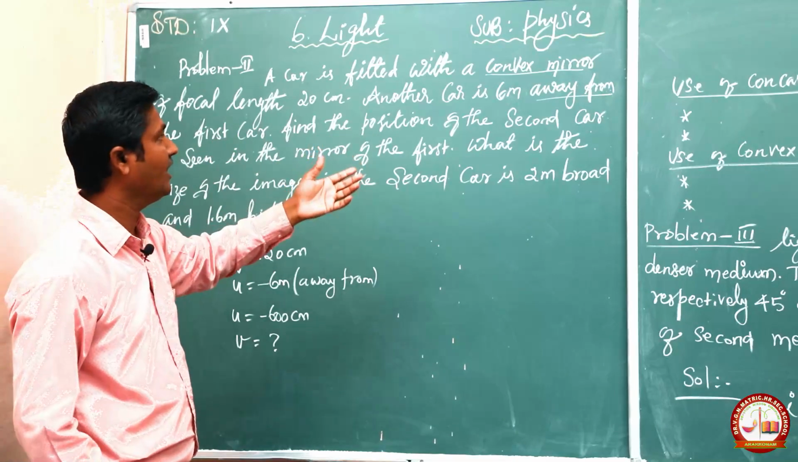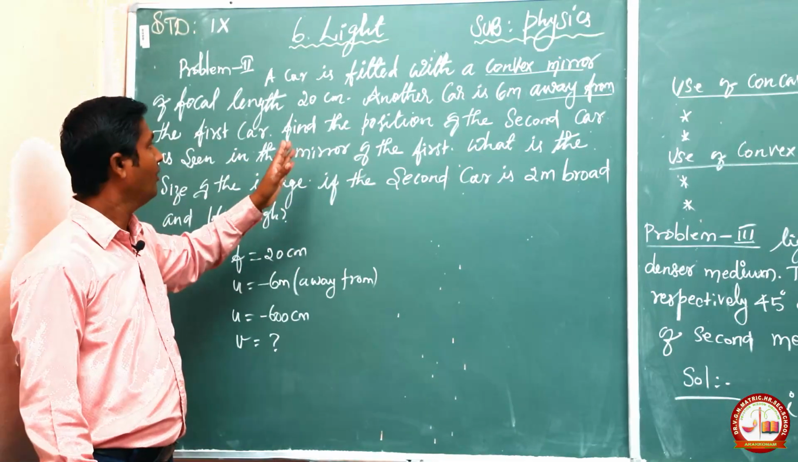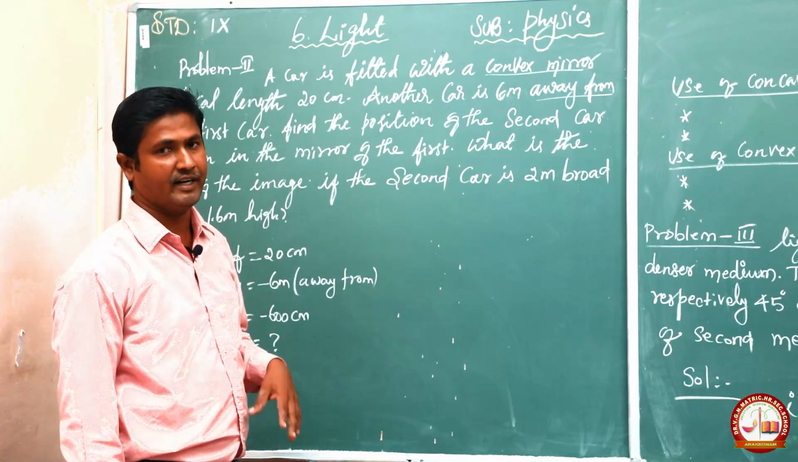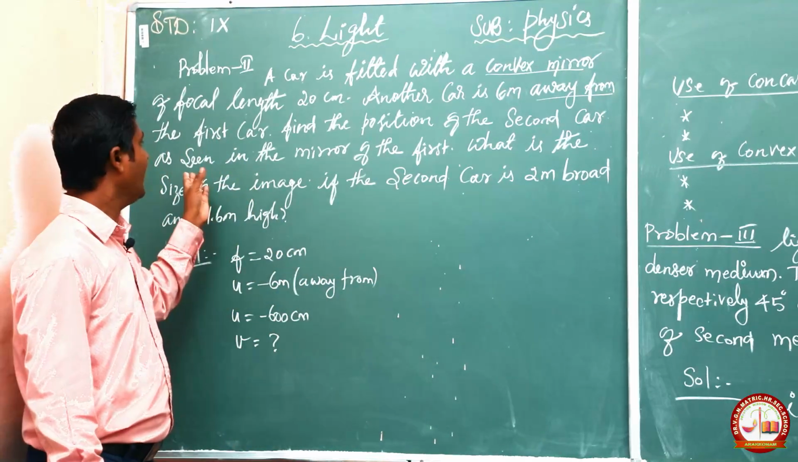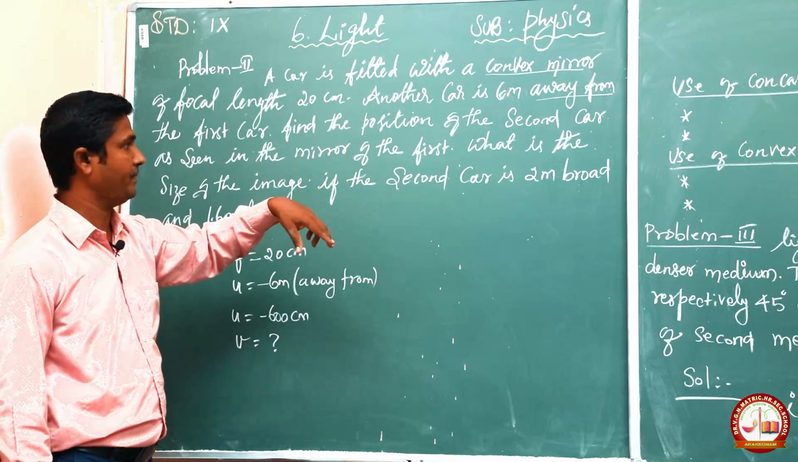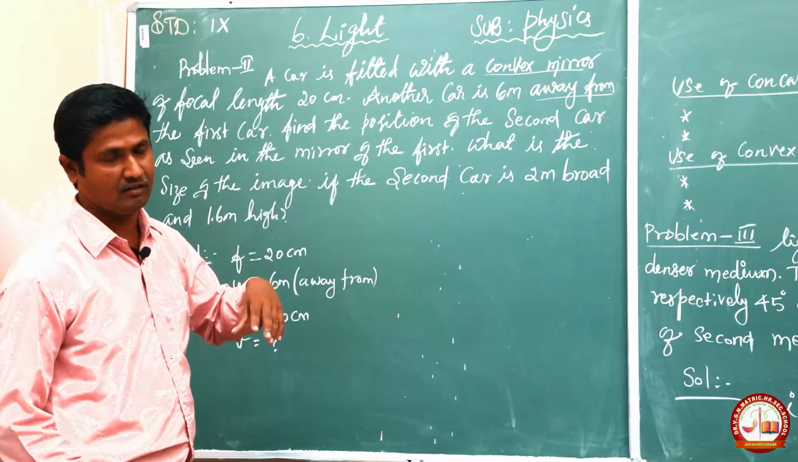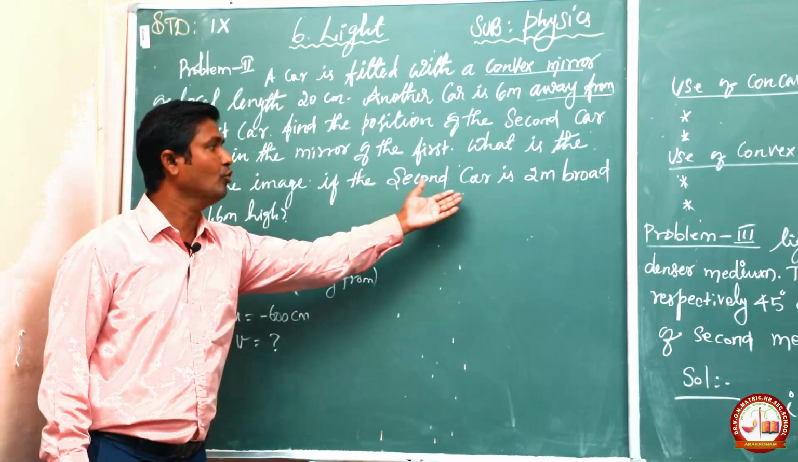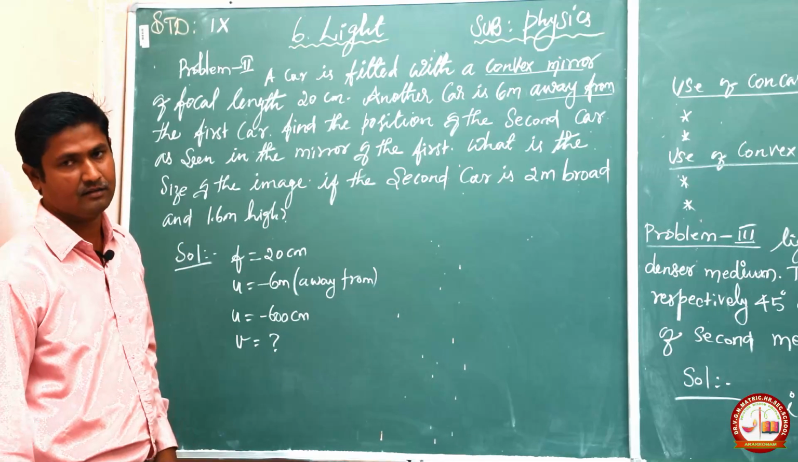Another car is 6 meter away from the first car. So find the position of the second car. What is this? Find out. Find the position of the second car as in the mirror of the first car. Okay. What is the size of the image of the second car? The second car is 2 meter broad and 1.6 meter height.